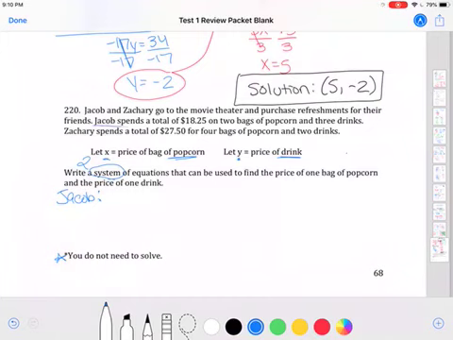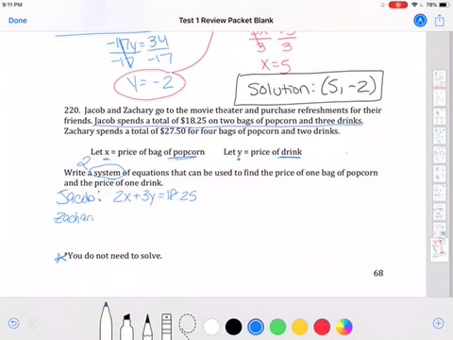So I'm going to go sentence by sentence, starting right here. Jacob spends a total of $18.25 on 2 bags of popcorn and 3 drinks. So bags of popcorn is x, and he bought 2 of them. So that means I'm going to write 2x. He also bought, in addition to that, so plus 3 drinks, 3y. When he bought the 2 bags of popcorn and the 3 drinks, he spent a total, which means equals, of $18.25. That's my first equation in the system.